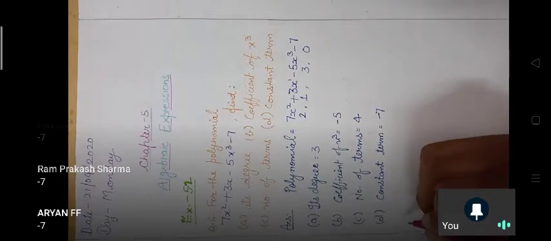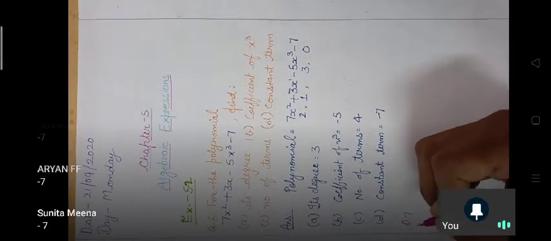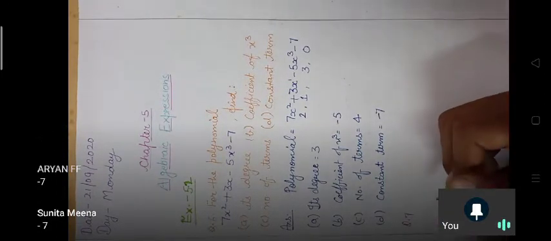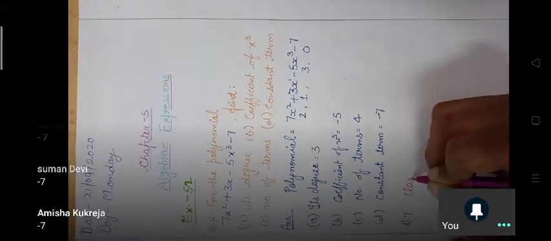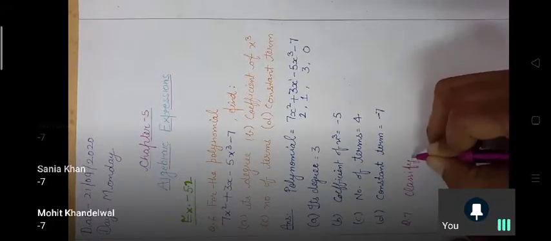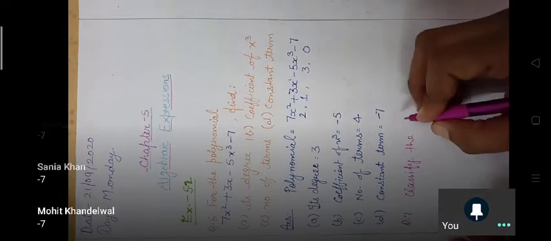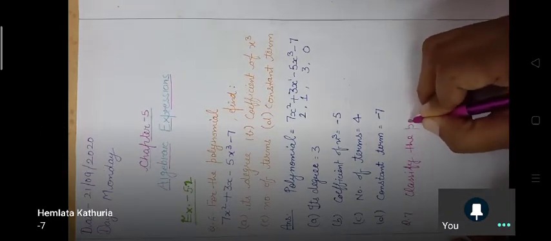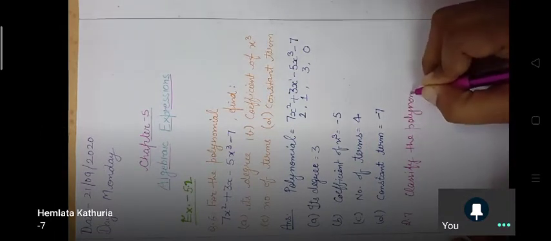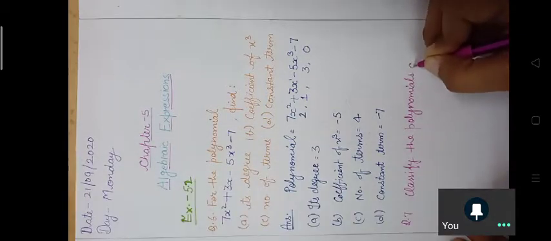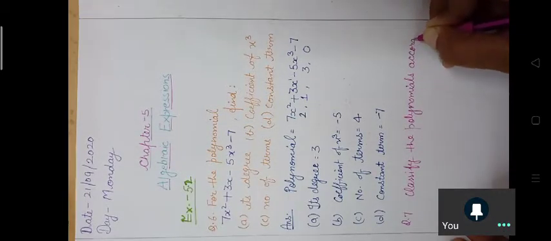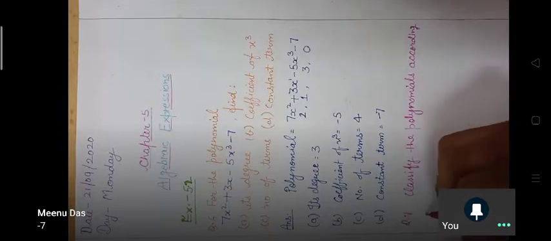Now the next is question number 7. In question number 7 you have to classify the polynomials according to their degrees.